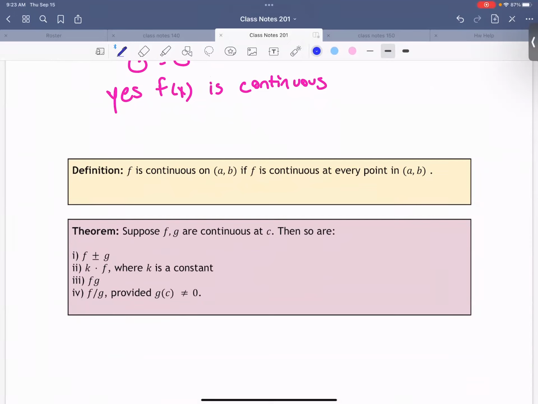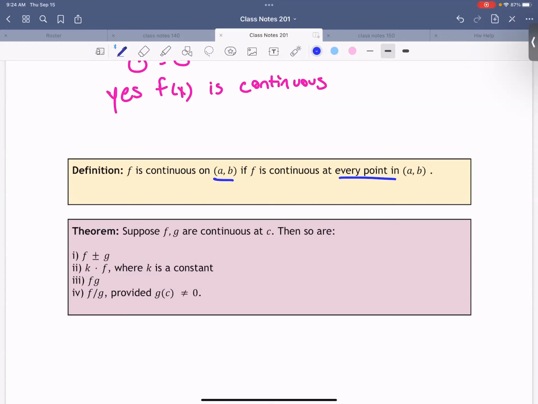Okay. Definition of continuity is pretty easy. A function is continuous on an interval, or like the real numbers, if it's continuous at every point in the real numbers. Now that gets kind of weird because you can't go through every point and see if f is continuous at every single point on the real numbers. That would take forever. But we'll talk about how to talk about continuity on an interval.